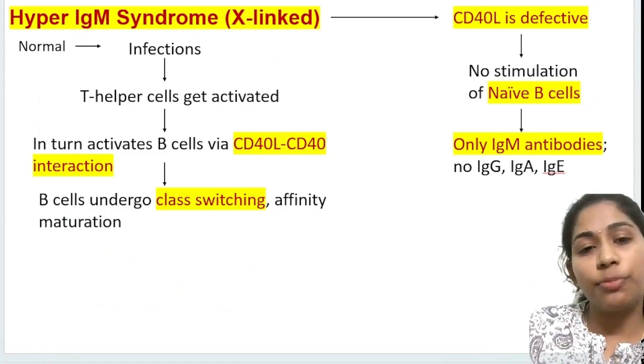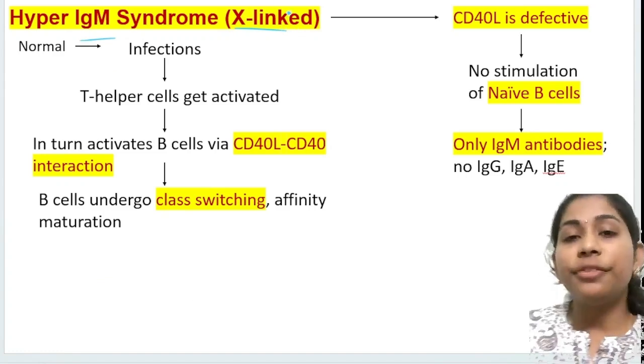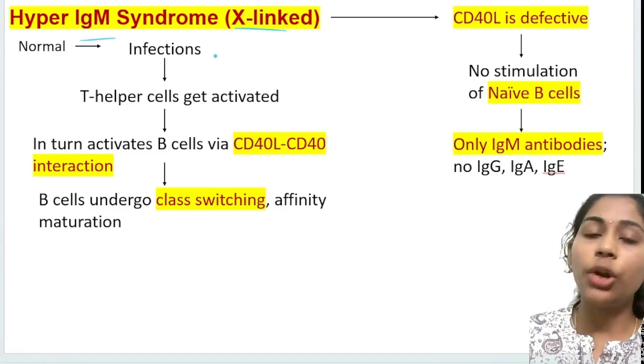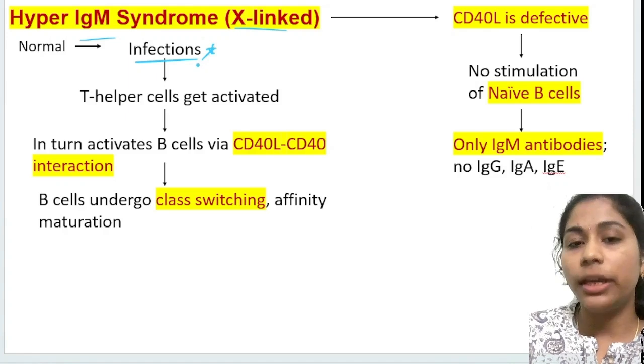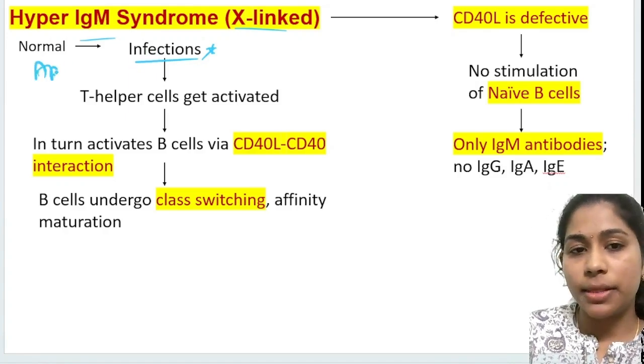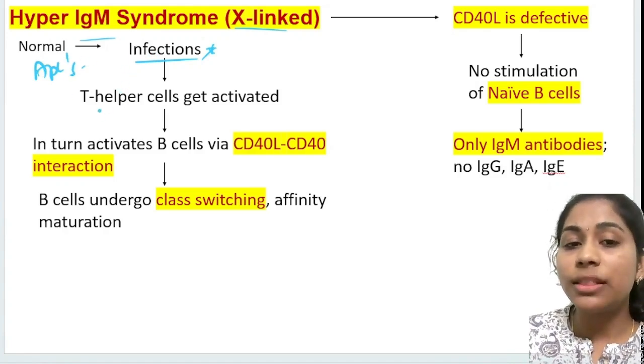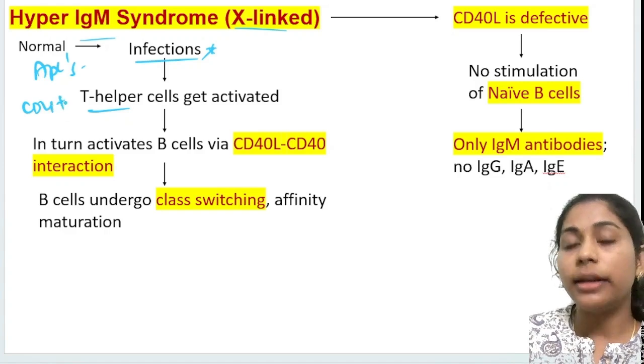Then what is another cell surface protein defect? That is hyper IgM syndrome, or X-linked hyper IgM syndrome. Before knowing what this is, we should know the normal. What happens when there is an infection in our body? These antigens will be presented by our antigen presenting cells, APCs, nothing but dendritic cells, Langerhans cells, all these. So they will present to which cells? CD4 positive cells, that is nothing but T helper cells.